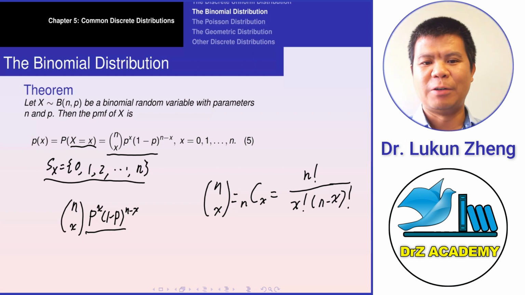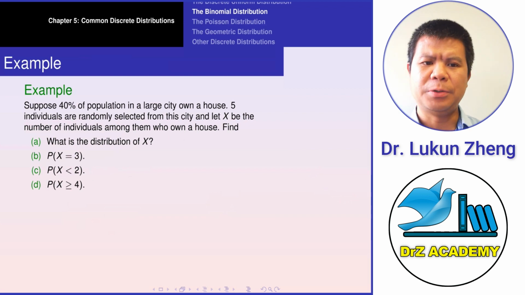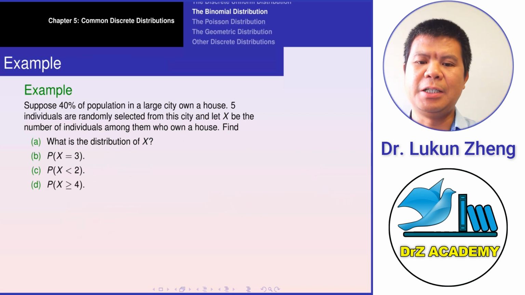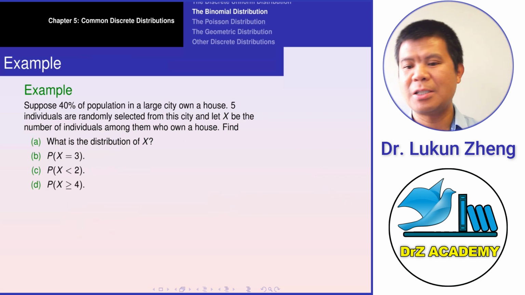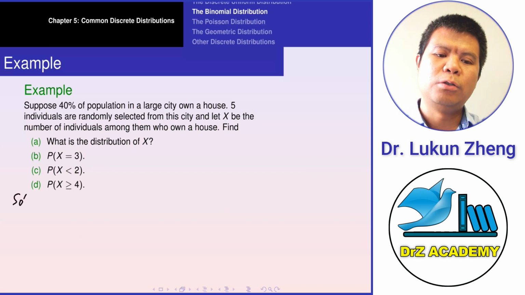Okay, very good. Now let's consider this example. Suppose 40% of the population in a large city own a house. 5 individuals are randomly selected from the city, and X is the number of individuals among them who own a house. So A, what is the distribution of X? B, find the probability, and these ones. All right, so now let's do this one.